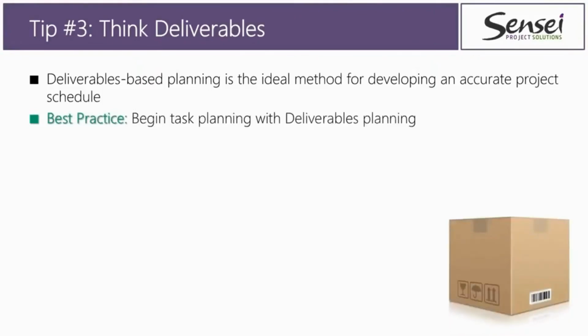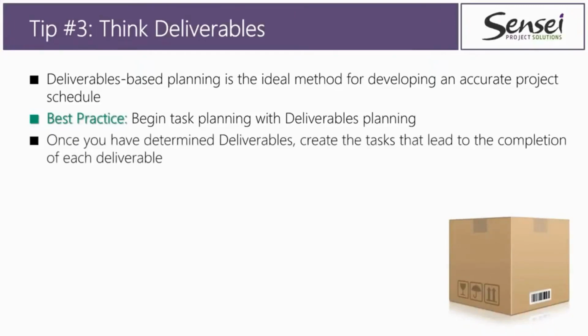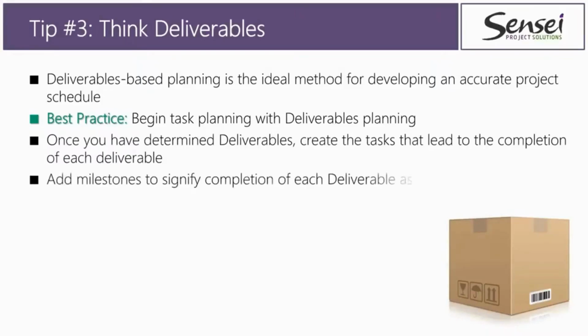So our best practice is this. We recommend that you do task planning with deliverables planning. Start the process there. Once you have determined the deliverables, then you create the tasks that actually lead to the completion of each deliverable. And then you can also add milestone tasks at the end of each deliverable section to signify the completion of the deliverable as well.